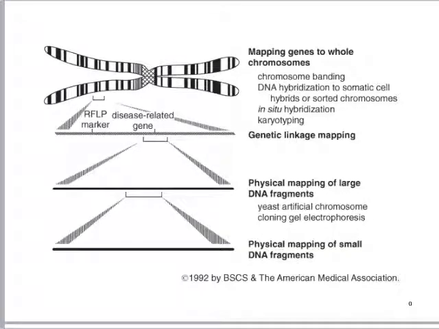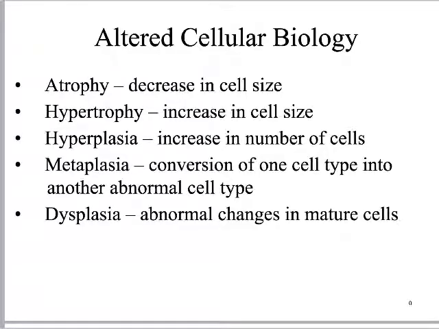So what are we talking about? We're talking about mapping genes to whole chromosomes, right? So here's an example of a sex chromosome, and we've mapped it down to these tiny DNA fragments. That's about all that I'm going to say about that, right? We do need to be aware of it. We need to be aware of what things are genetic.